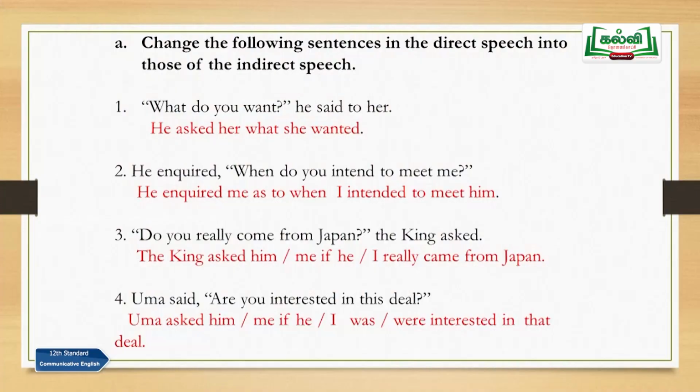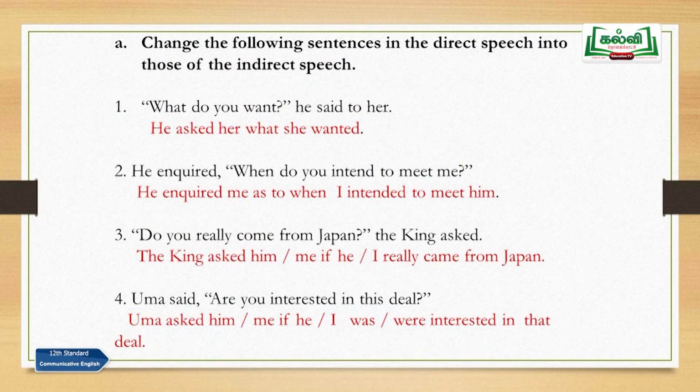Next one, Uma said, are you interested in this deal? Now this is a yes or no question. Are you interested? Yes, I am interested. Are you interested? No, I am not interested. So the answer would be yes or no if the question is posed to someone. So for such questions, you use if or whether. That will be your connector. You don't use that. Instead, you use if or whether. And remember, after asked, you should never use that. You will get that question under error spotting also.